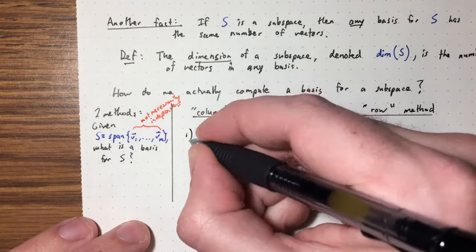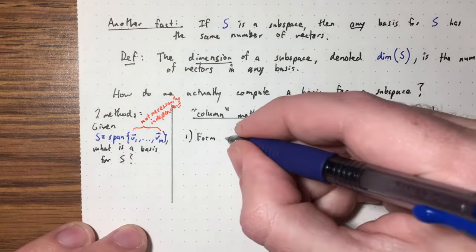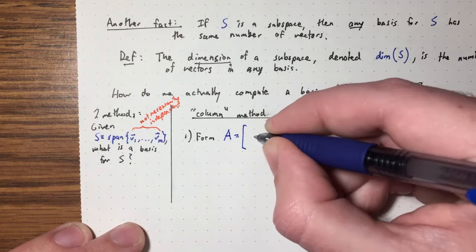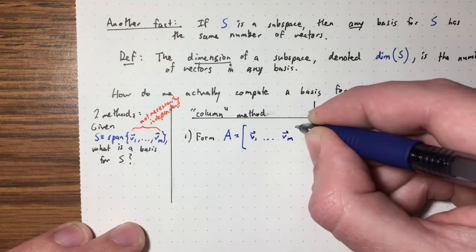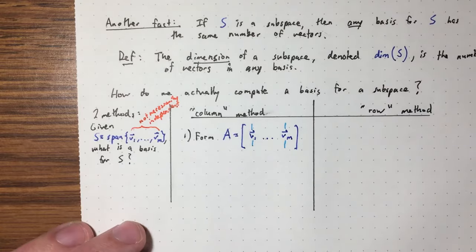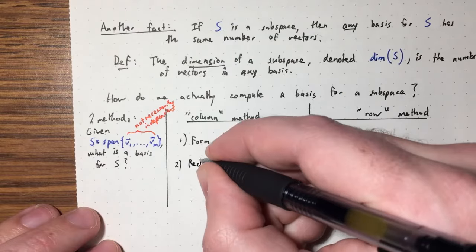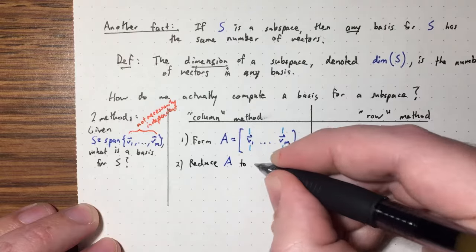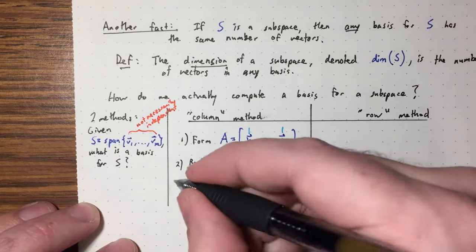So how do we compute a basis? Well, the most natural idea is to form a matrix with my vectors as columns, as we've done many times. So step 1, form a matrix A. I'm just going to put my vectors as columns. And then step 2, we're going to reduce A to row echelon form. You don't have to go all the way to reduced row echelon form.